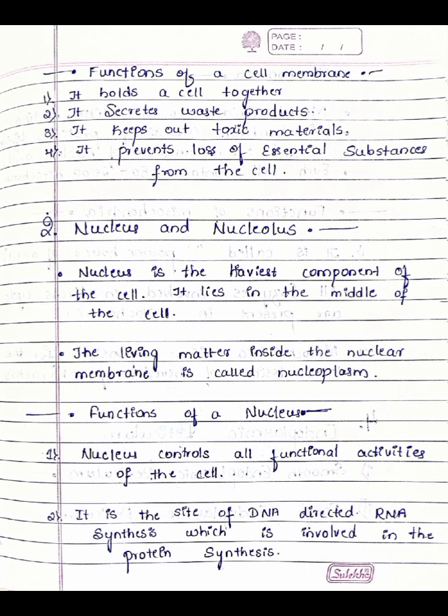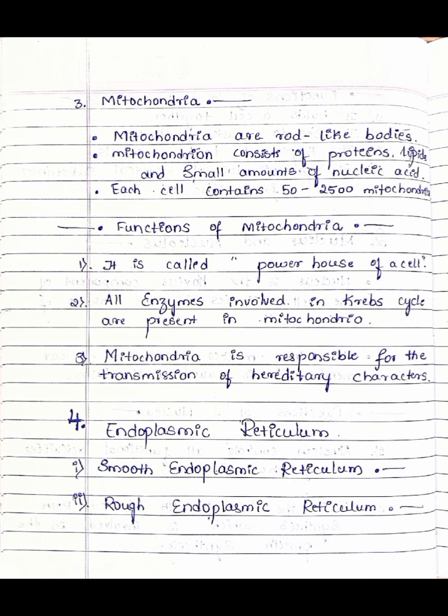Third, mitochondria. Mitochondria are rod-like bodies. Mitochondria consist of proteins, lipids and a small amount of nucleic acid. Each cell contains 50 to 2500 mitochondria. Next, functions of mitochondria. It is called the powerhouse of the cell. All enzymes involved in the Krebs cycle are present in mitochondria. Mitochondria are responsible for the transmission of hereditary characters.